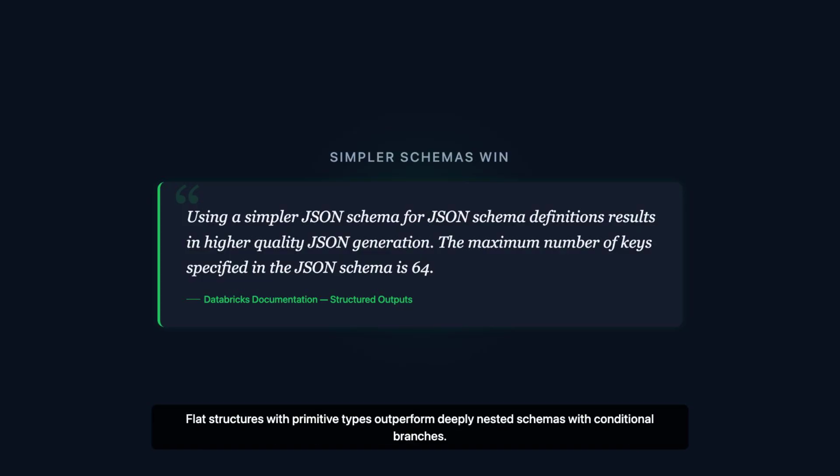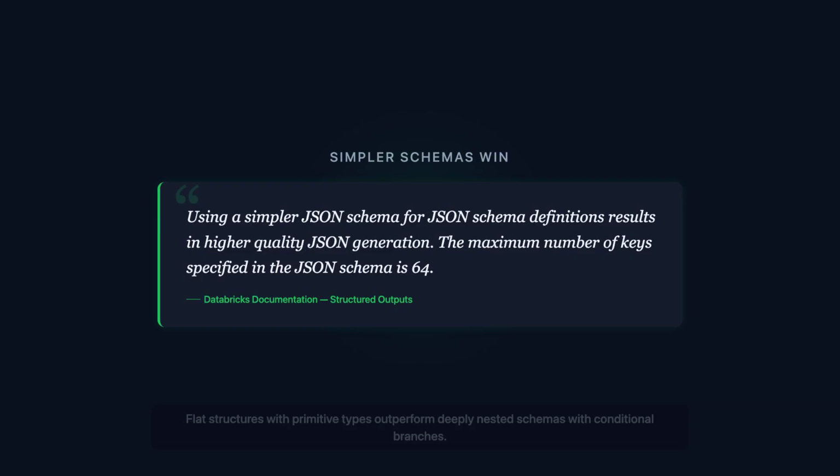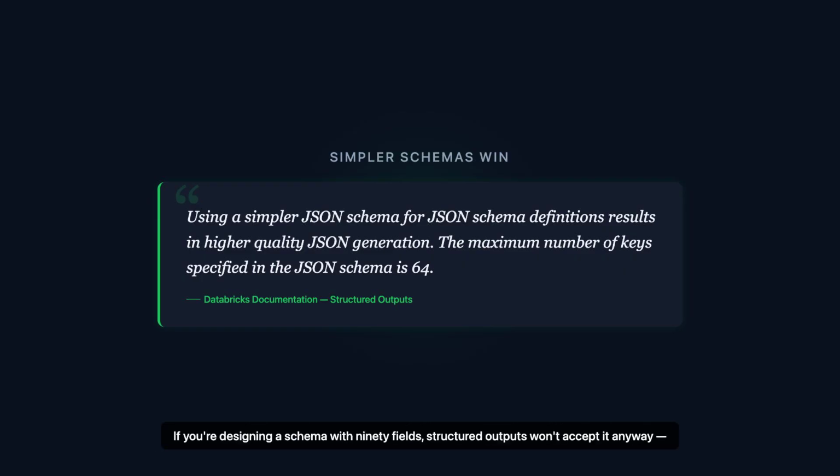Flat structures with primitive types outperform deeply nested schemas with conditional branches. If you're designing a schema with 90 fields, structured outputs won't accept it anyway. Split the response or simplify the model of your data first.